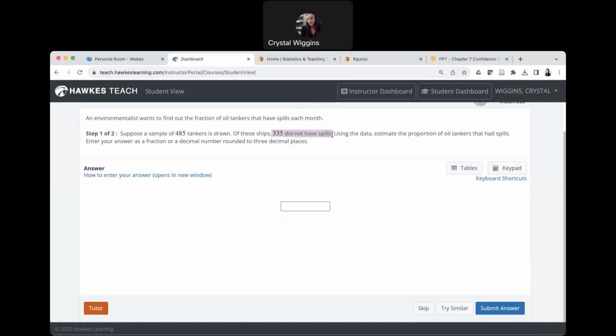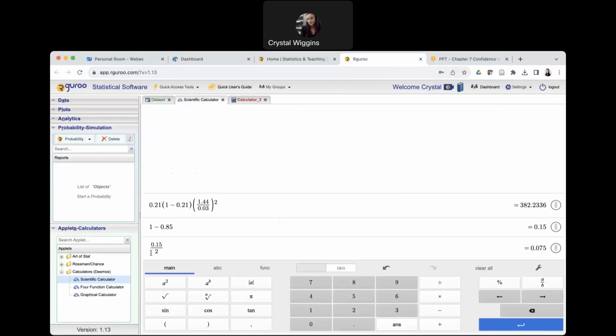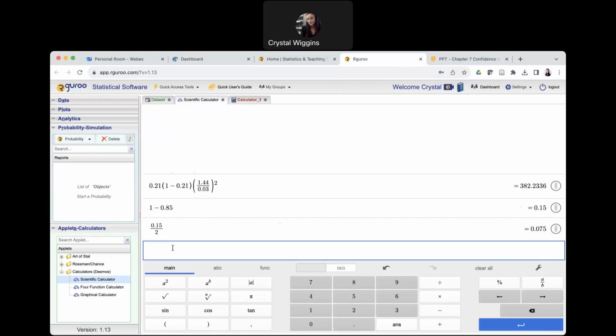I'll make sure to cover one where this extra step is not needed. We need to find the part that represents spills. So if we know there's a total of 485 tankers and 335 of them did not spill, then the way to find the amount of ships that did spill would be to simply subtract. So coming over here to my calculator, I'm going to enter my total sample size of 485. If I subtract the tankers that did not spill, then I'm left with the remainder of 150. So 150 represents those who did spill, which is the category that they want in the proportion.